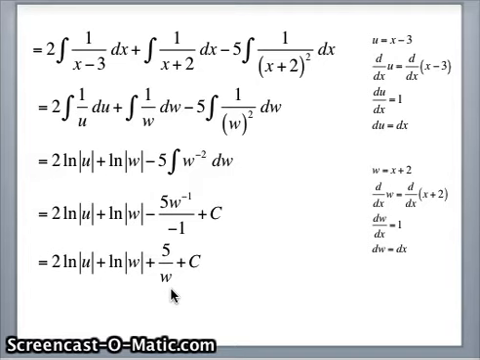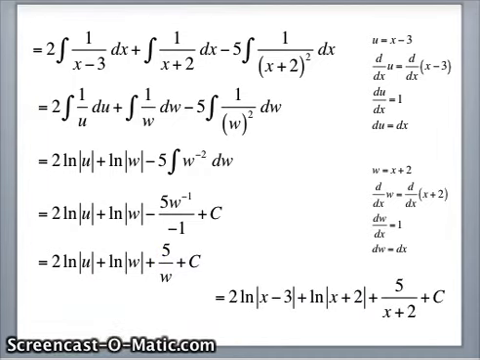And we finish this problem by substituting for u and w. u is x minus 3. w is x plus 2. And our final answer is negative 2 log absolute x minus 3 plus log absolute x plus 2 plus 5 over x plus 2 plus c. And that concludes this example.